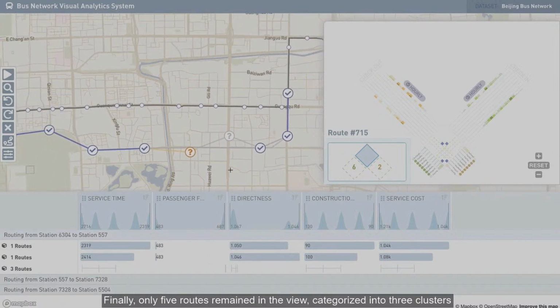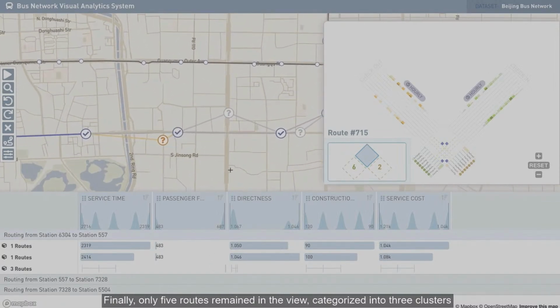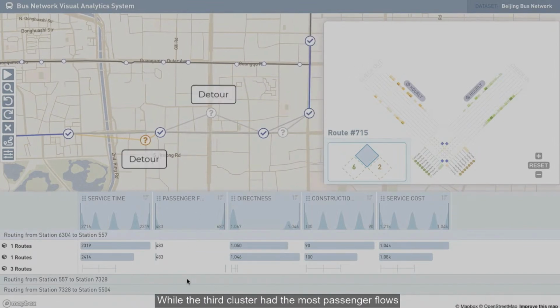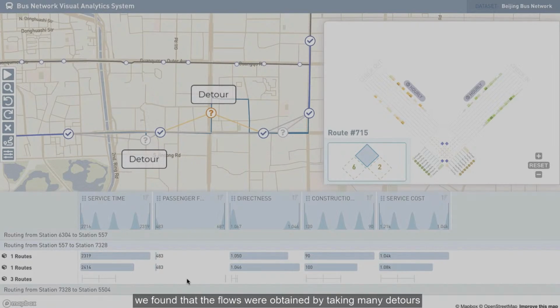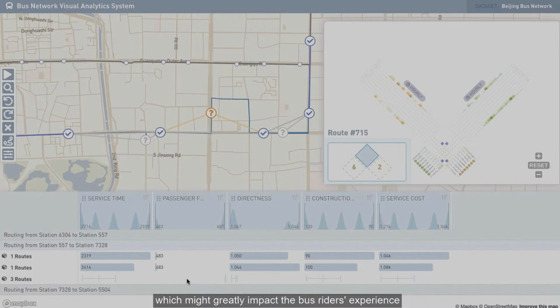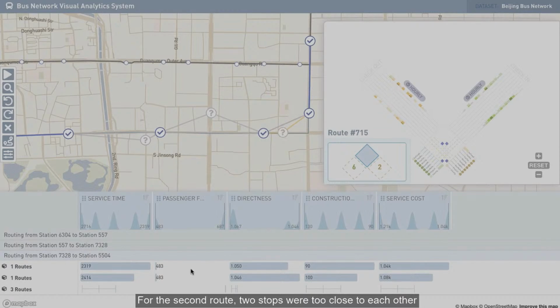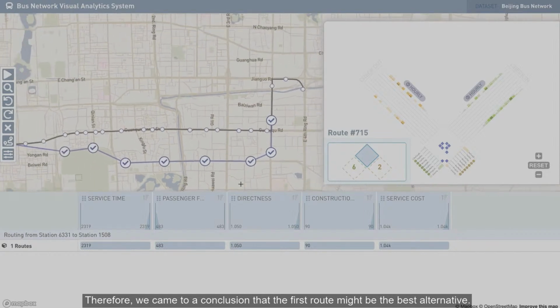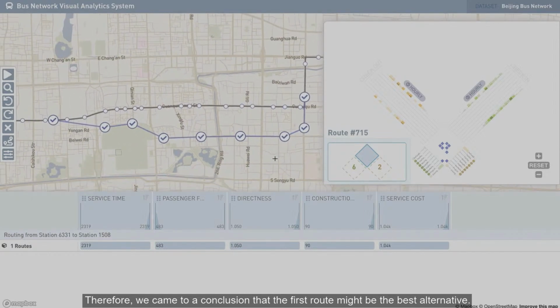Finally, only 5 routes remain in the view, categorized into 3 clusters. While the third cluster has the most passenger flows, we found that the flows were obtained by taking many detours, which might greatly impact the bus rider's experience. For the second route, 2 stops were too close to each other. Therefore, we came to a conclusion that the first route might be the best alternative.